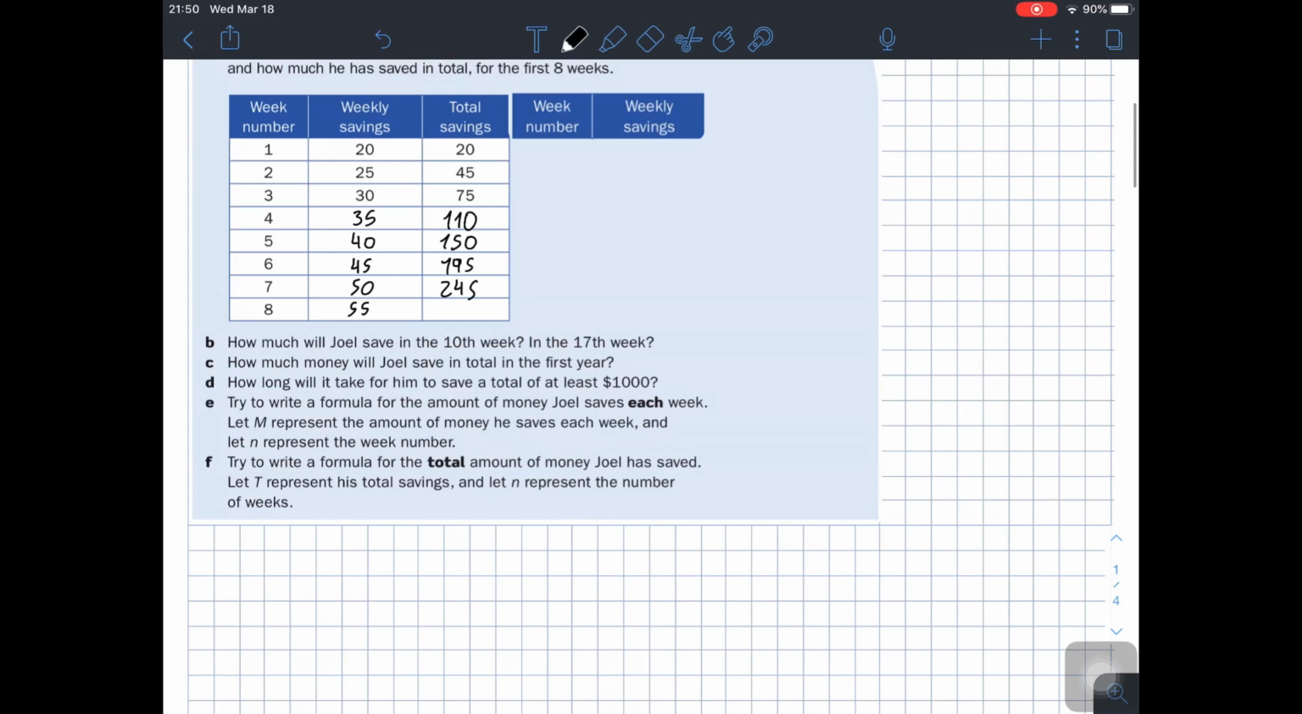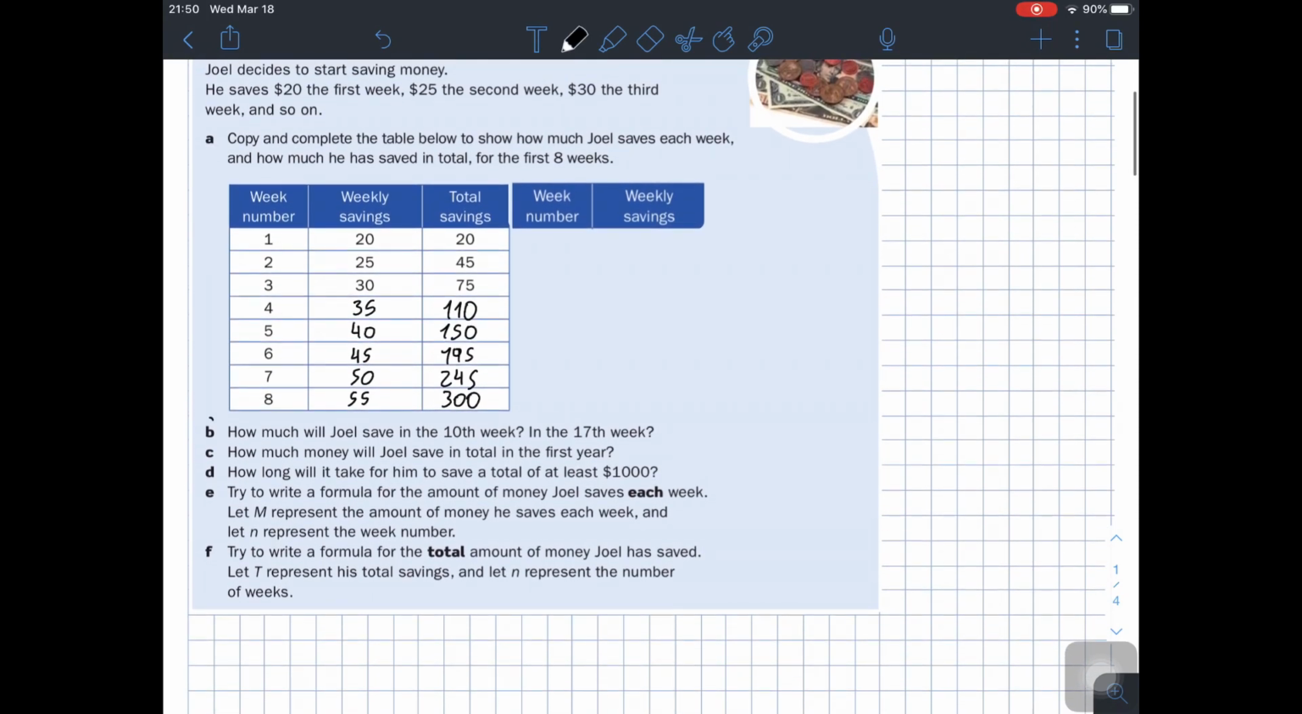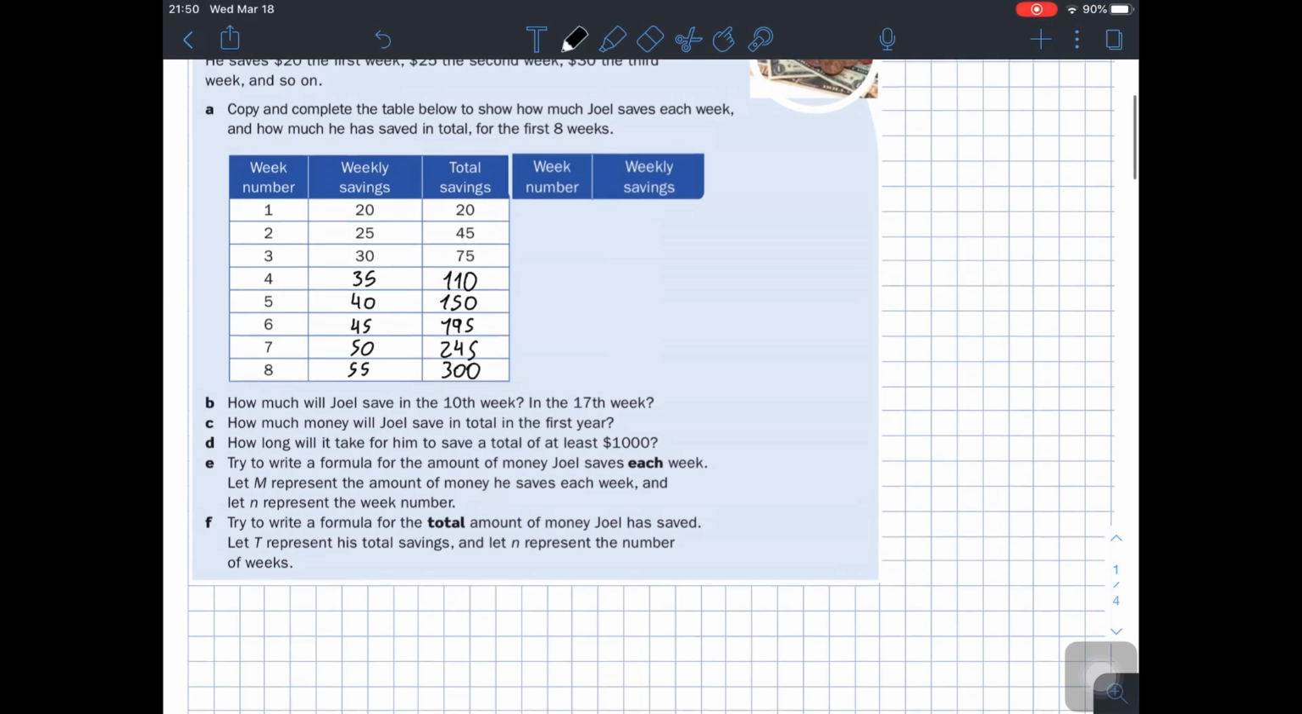So 195, 195 plus 50, plus 55, so by the end of the 8th week, we should have $300, okay? So for part B, it says, how much will Joel save in the 10th week? We don't have the 10th week here, so you should keep on doing this table. That's why I added this column over here. In the 17th week, so we're going to calculate that.